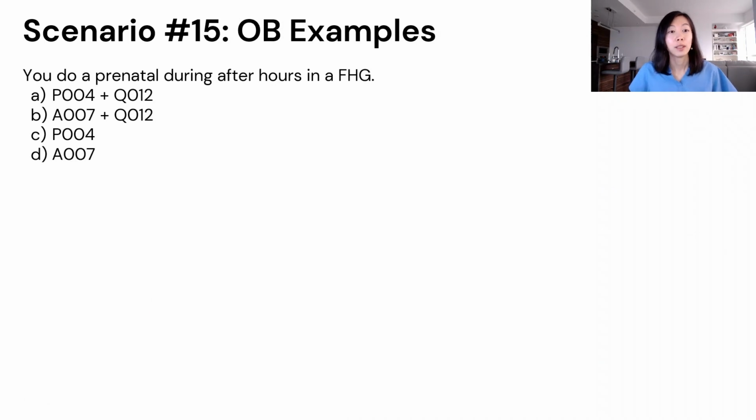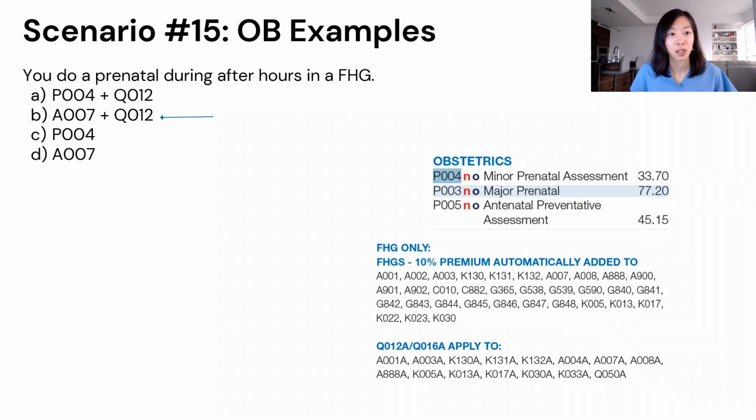Okay, so now you're doing a prenatal in a FHG. What would you bill here? Write down your answer and pause the video. And the answer is B. In a FHG, it doesn't really matter if it's out of basket or not. That doesn't really apply. So in this case, you want to bill one of these codes in here because you not only get the premium added to it, you also can get the after hours bonus as well here.